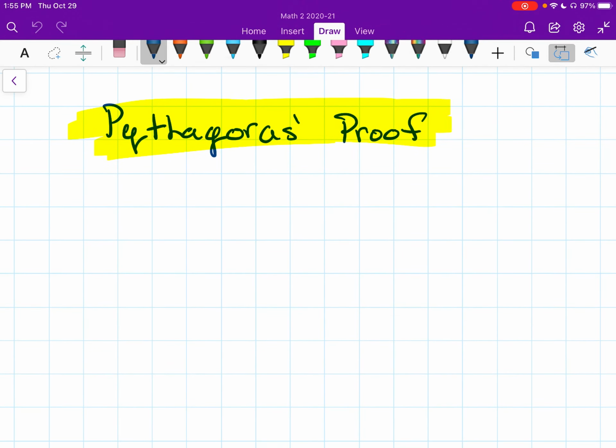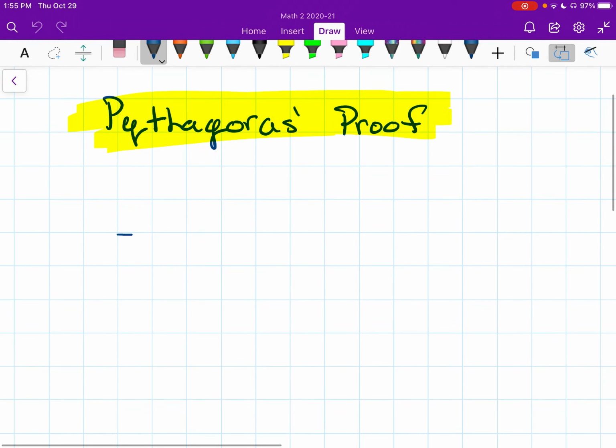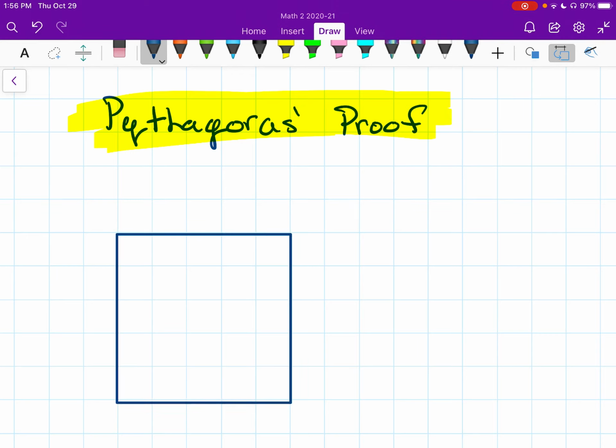So for starters, this is the proof that is accredited to Pythagoras. Who knows if he actually did it, but it's one that was around in that time. So we start off by drawing a box. 1, 2, 3, 4, 5. I want it to be 5 units long for ease of the rest of the thing. So we draw a box, or a square rather.